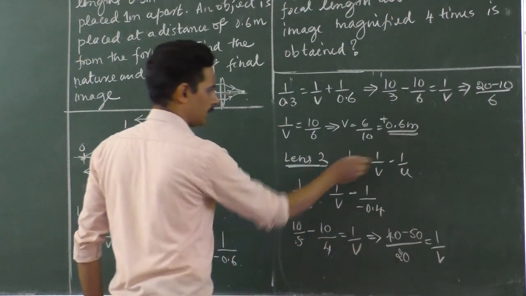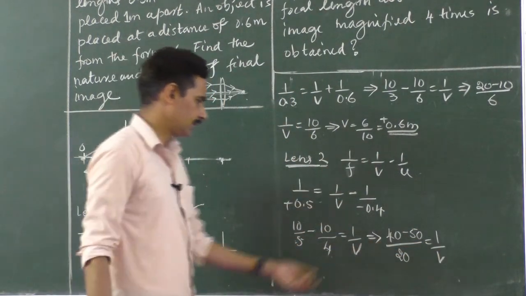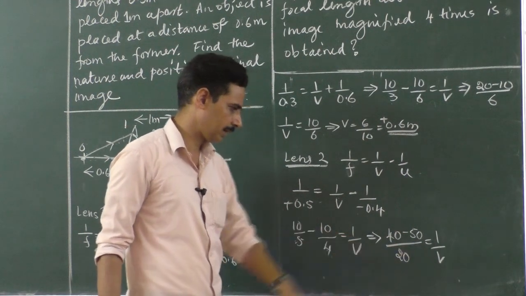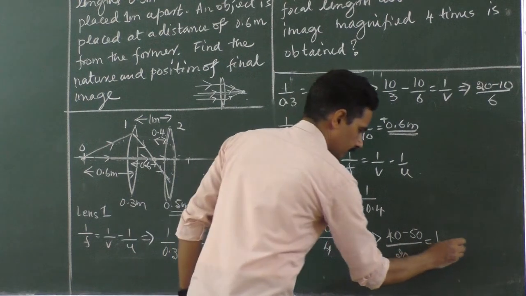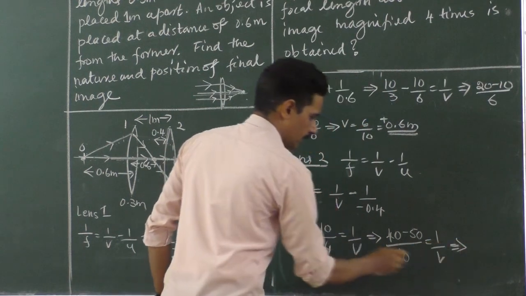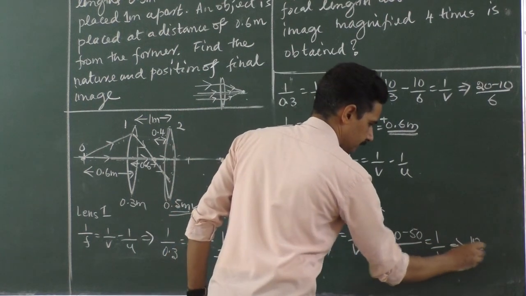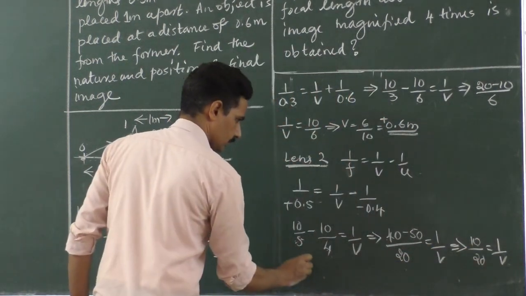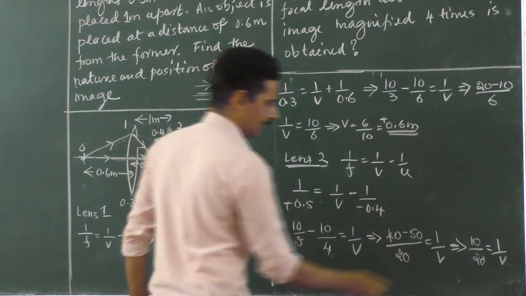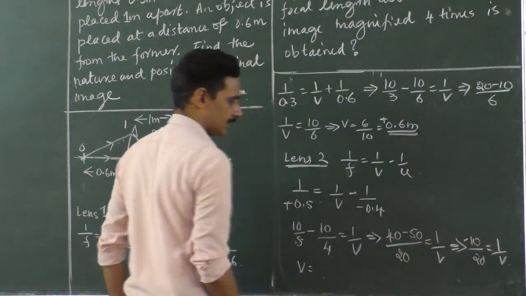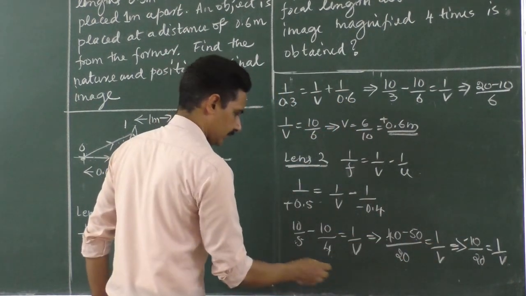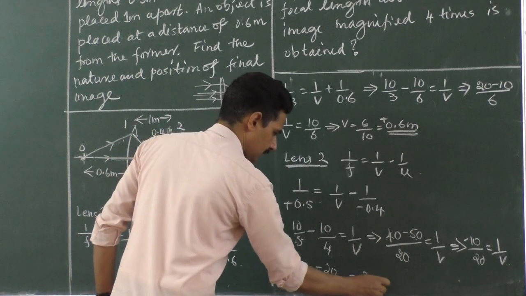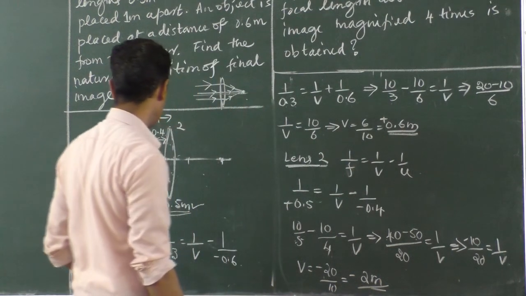I always write 1 by V, because there is a danger that you will skip writing 1 by V and take this itself as V. This is not V, this is 1 by V. So that implies 10 by 20 is 1 by V. So what is V? Here it should be minus 10, because 40 minus 50 is minus 10. So what is left is minus 20 by 10, it is minus 2 meters.